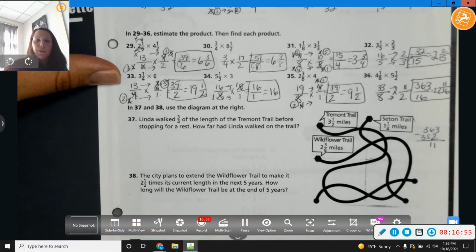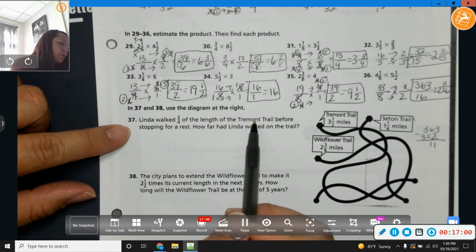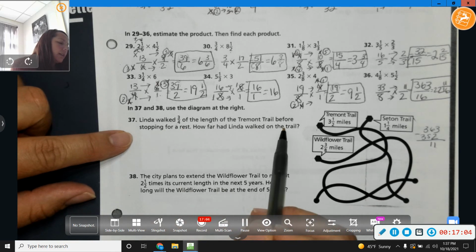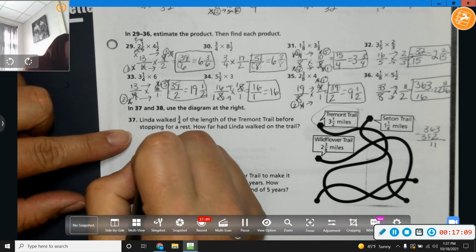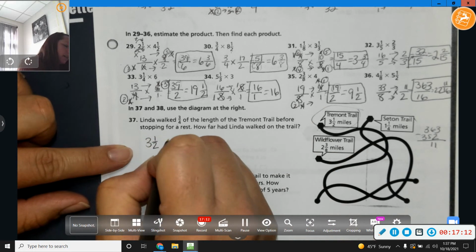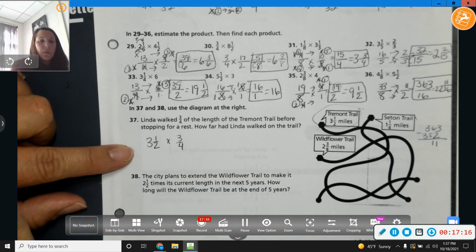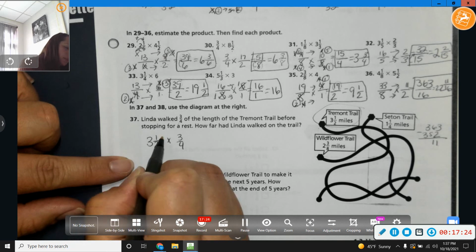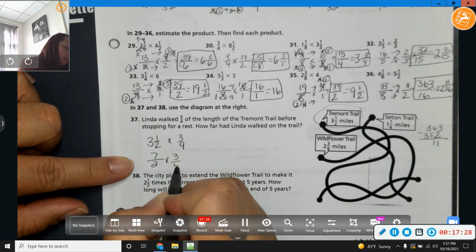Okay, so now we're on the word problems. Linda walked 3/4 of the length of the Tremont Trail before stopping for a rest. How far had Linda walked on the trail? Well, here's the Tremont Trail. So it's 3 1/2 miles times 3/4, because she walked 3/4 of the way. So I need to flip this into an improper fraction. 2 times 3 is 6, plus 1 is 7. My denominator is 2, times 3/4.